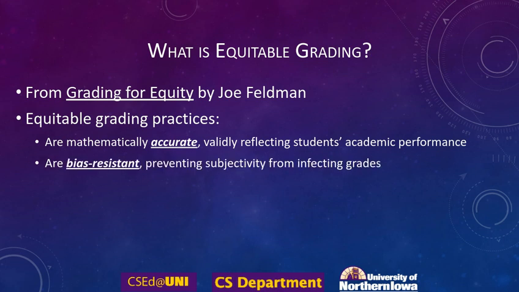Equitable grading schemes should also be bias resistant. Grades should be completely objective. They should avoid subjectivity, both from obviously explicit bias, but also implicit bias or unintentional biases that might be introduced that we are not aware of or don't intend to have happen.